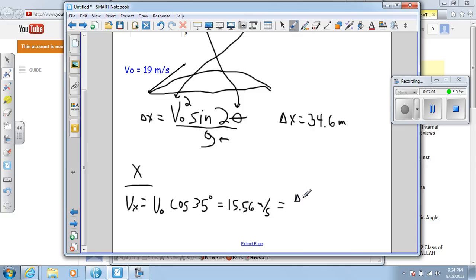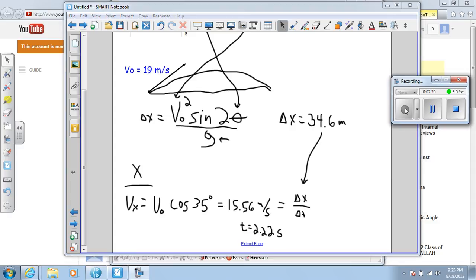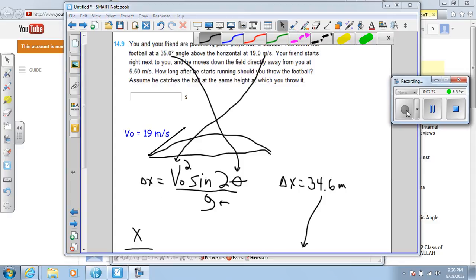I could actually use the y direction to find time, but this is just easier since we just have constant motion. So I set that equal to delta x over delta t. That's supposed to be a t. And then I just plug this in for delta x, and that very quickly tells me how long this ball is going to be flying through the air. And that comes out to 2.22 seconds.